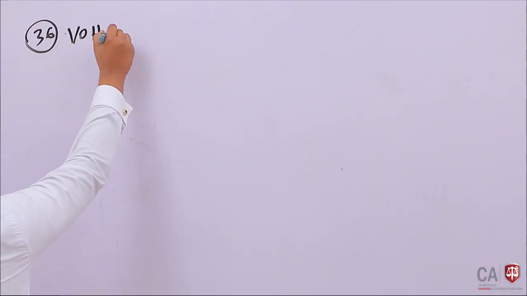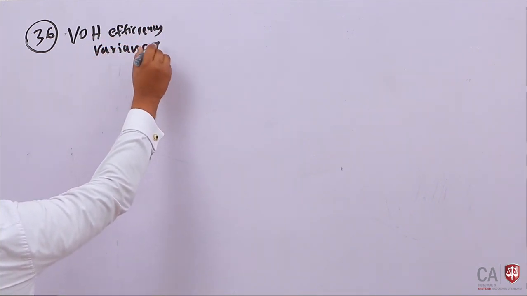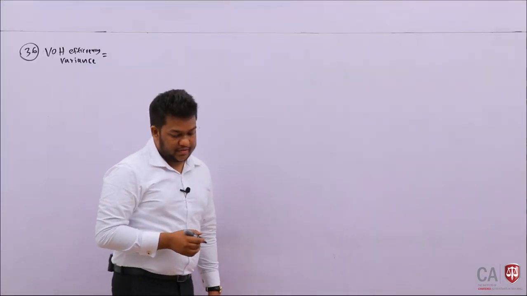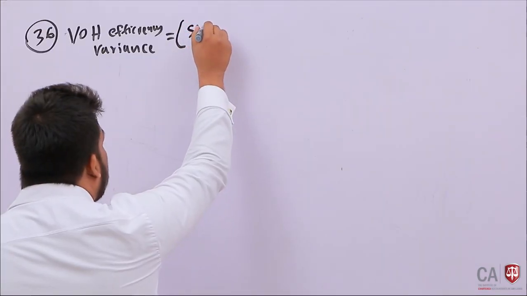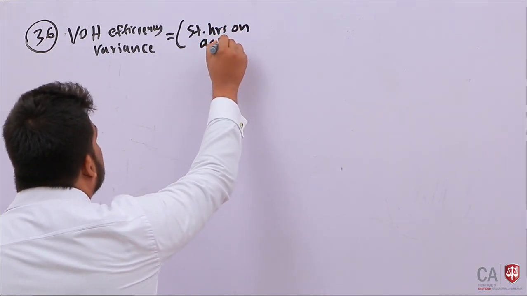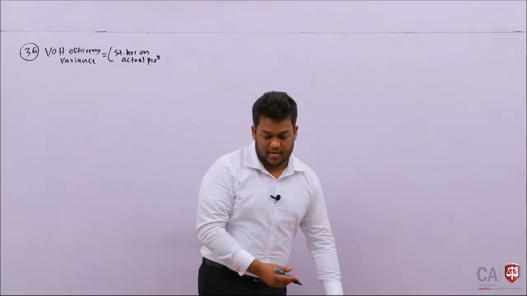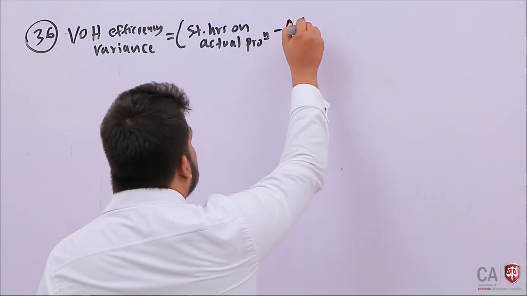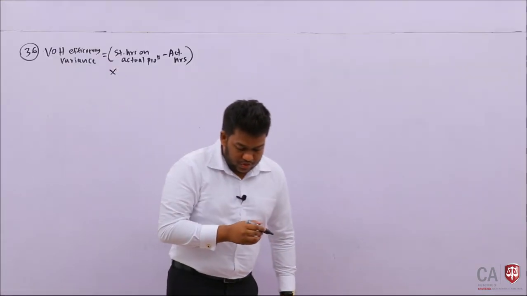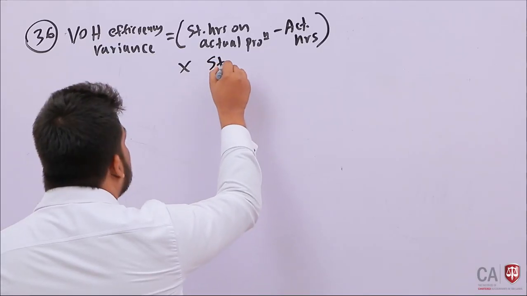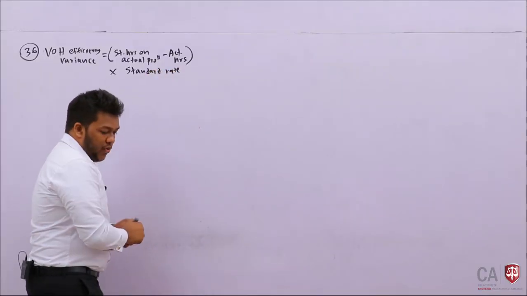Variable overhead efficiency variance equals standard hours on actual production, that is, how many hours should have been used to do the actual production, minus actual hours, into standard rate. Then calculate how to do this.